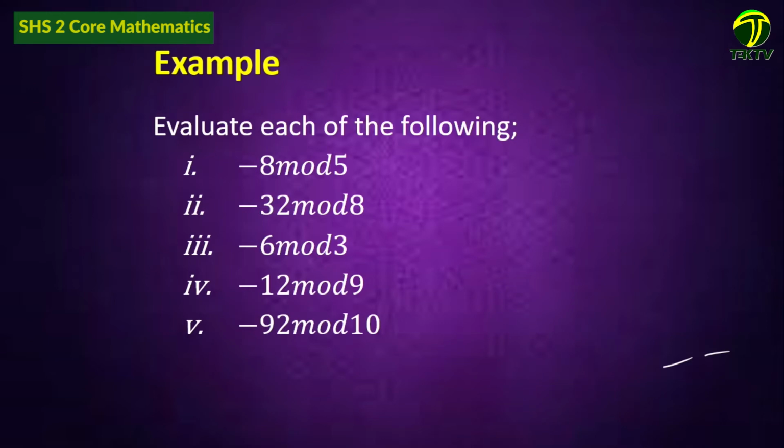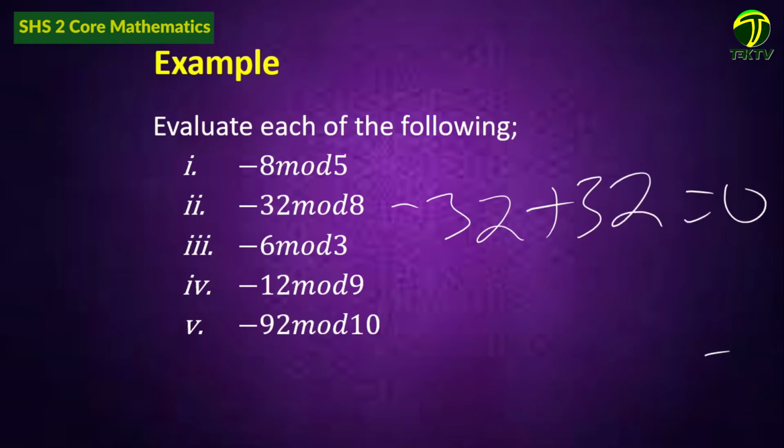Instead of doing all these calculations, sometimes you can make it simple. You look at the multiple of 8 which is just bigger than 32, that is, positive 32, or equal to that. So in this case, one can easily do it this way. Neg 32 plus 32 will give us 0, which means neg 32 in mod 8 is 0. Why 32? Because 32 is a multiple of 8.